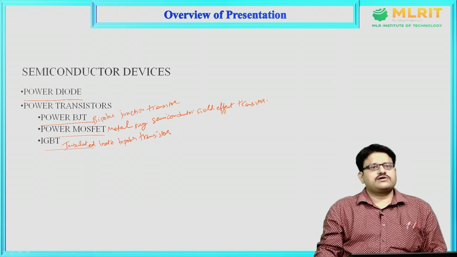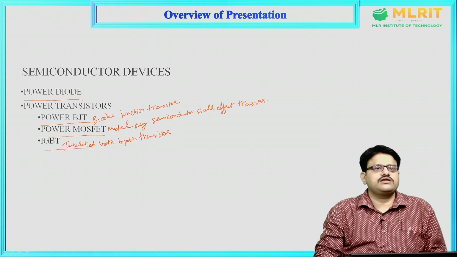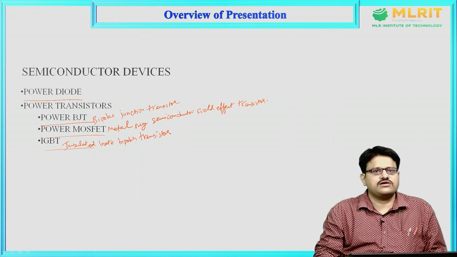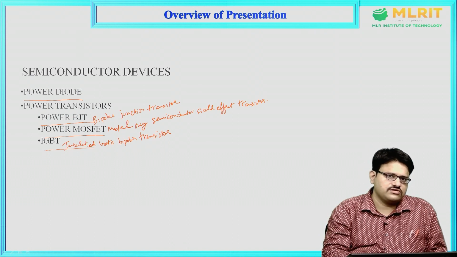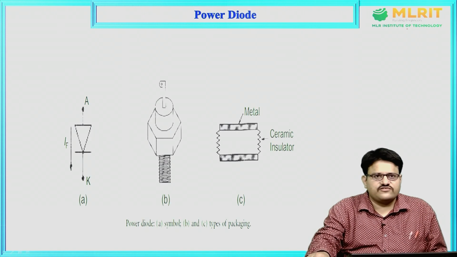So power transistors are of three types: power BJT, power MOSFET and IGBT. Power BJT is nothing but bipolar junction transistor, power MOSFET is nothing but metal oxide semiconductor field effect transistor, and IGBT is nothing but insulated gate bipolar transistor. We will discuss briefly these three power transistors and the power diode in detail. So first, the power diode.